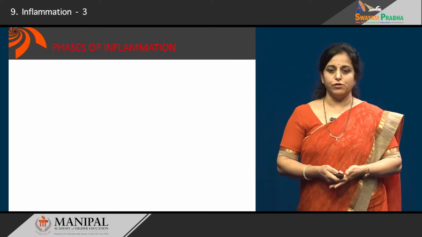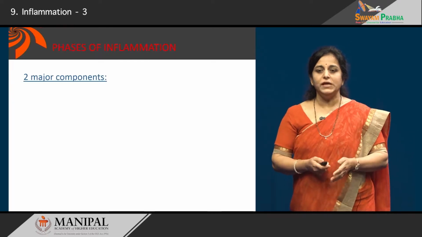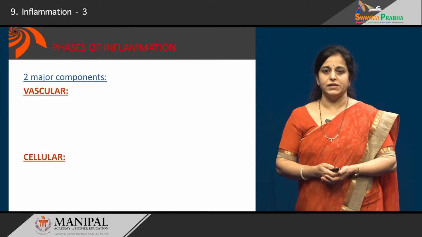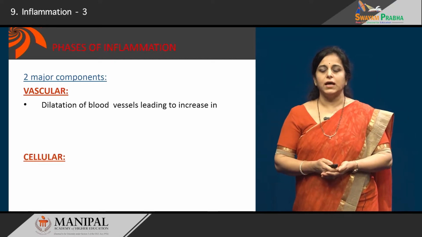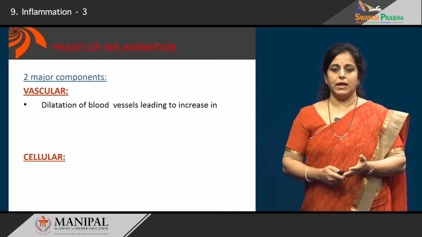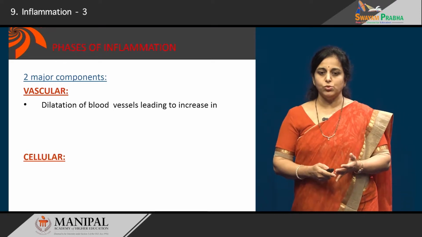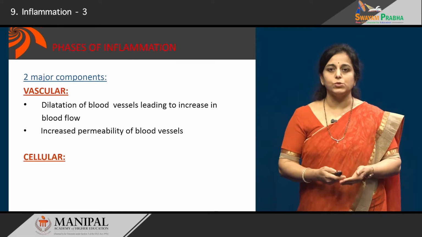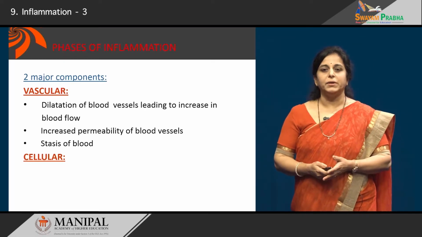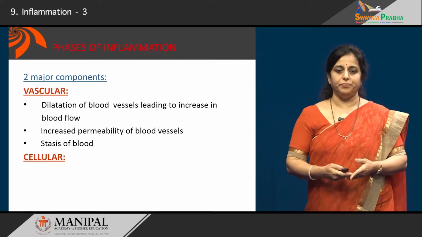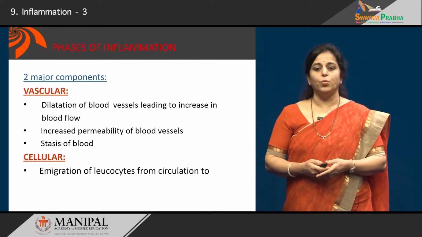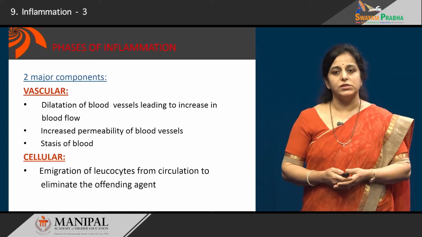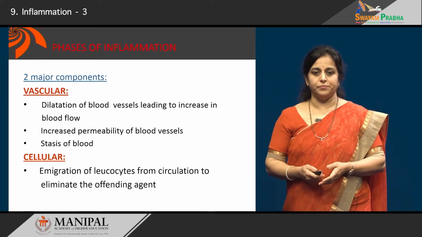So, what are the phases of inflammation? You have two major phases of inflammation, the vascular phase and the cellular phase. In the vascular phase, there are three major events that happen. Number one is vasodilatation, or dilatation of the blood vessels. Number two, increased vascular permeability, and number three is stasis of the blood. In the cellular events, we see the emigration of the leukocytes from circulation to the site of the offending agent.